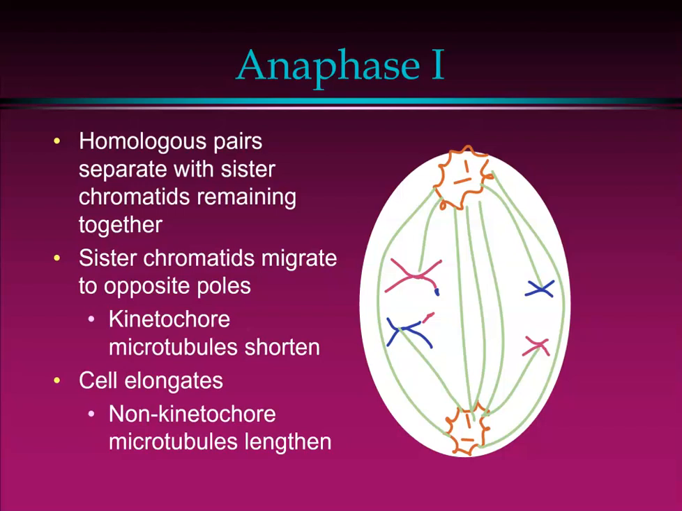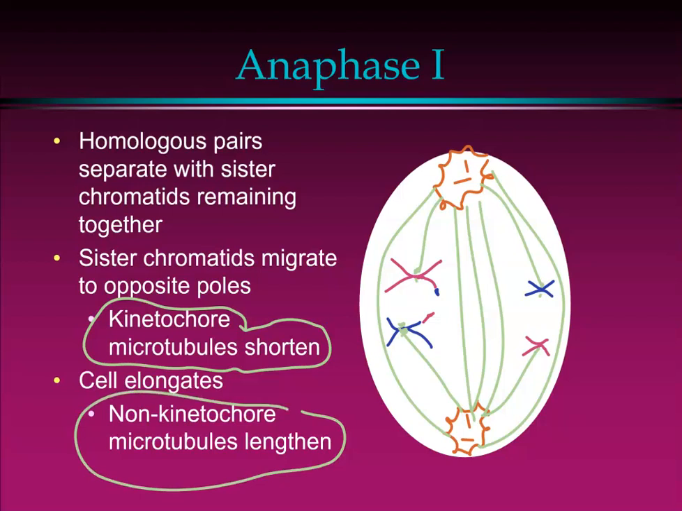And they're being pulled to opposite sides of the cell as the kinetochore microtubules shorten. Those are the ones that are attached to those kinetochore proteins. Remember, I'm not going to show them for everything, but there's proteins there that these spindle fibers are attached to. While that's happening, the non-kinetochore microtubules lengthen, and this is what's causing the cell to stretch. Notice how it's looking more like an egg shape than perfectly round.